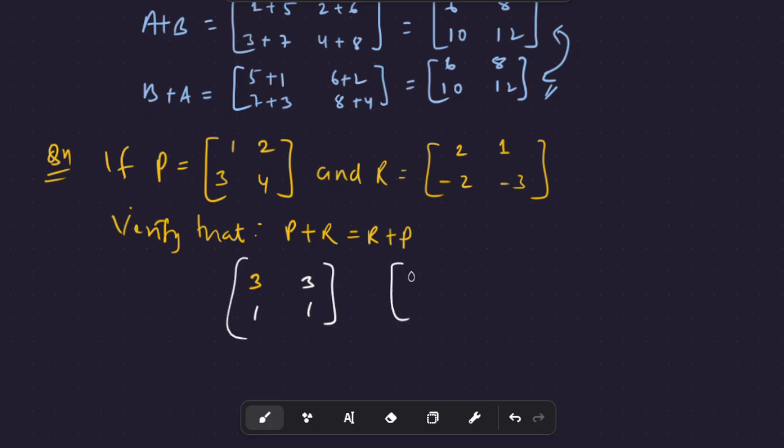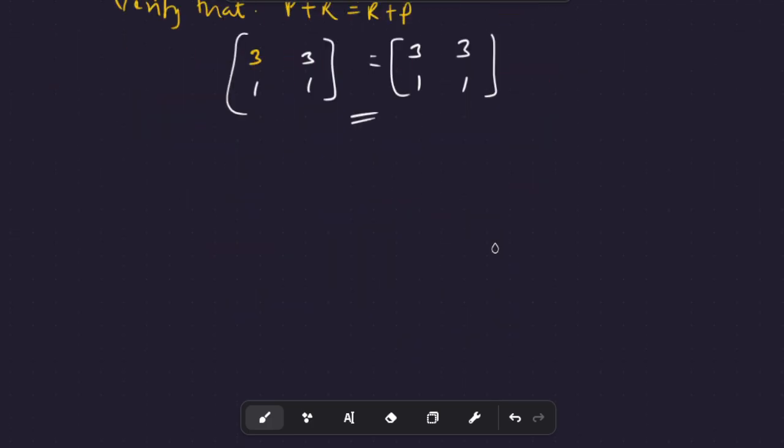2 plus 1 is 3. 1 plus 2 is again 3. Minus 2 plus 3 is 1. Minus 3 plus 4 is again 1. Okay. So the left hand side and right hand side are both the same. So it is verified. Now let's move on to the next property.